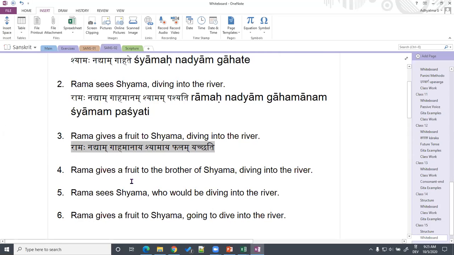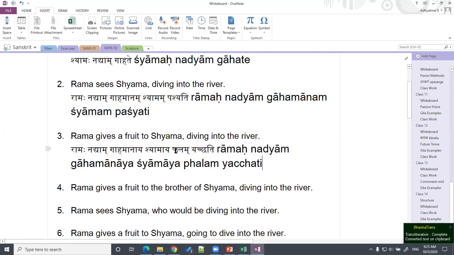So it looks like a long sentence, but if you break it into the components, it becomes very easy. So Gaha Manaya Shyamaya refers to the, because Shyama is in the fourth case, the participle or the Shanach Pratyaya, this word also will be in the fourth case because it's an adjective to Shyama. And give the fruit. He is giving the fruit.